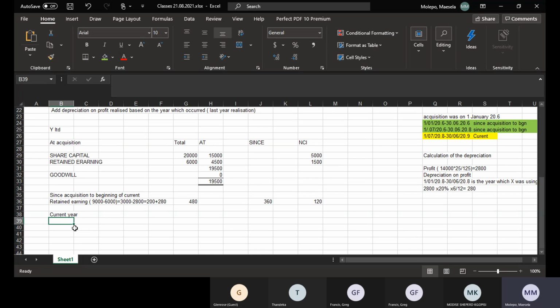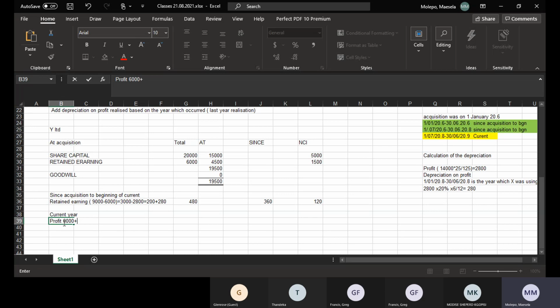We've got on the Y Limited, we have 10,000 as our gross profit. We less the 2,000 depreciation, we have 8,000. We less the tax expense, we have the profit of 6,000. Then we have to add the realization of the depreciation.